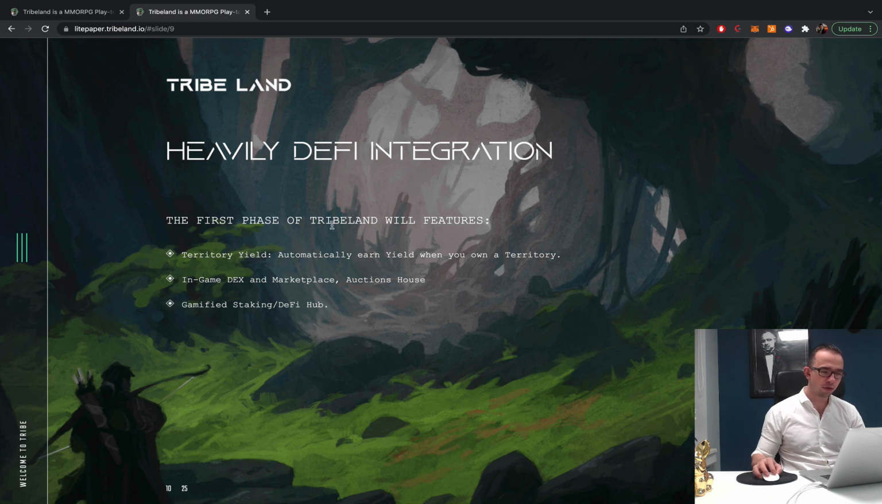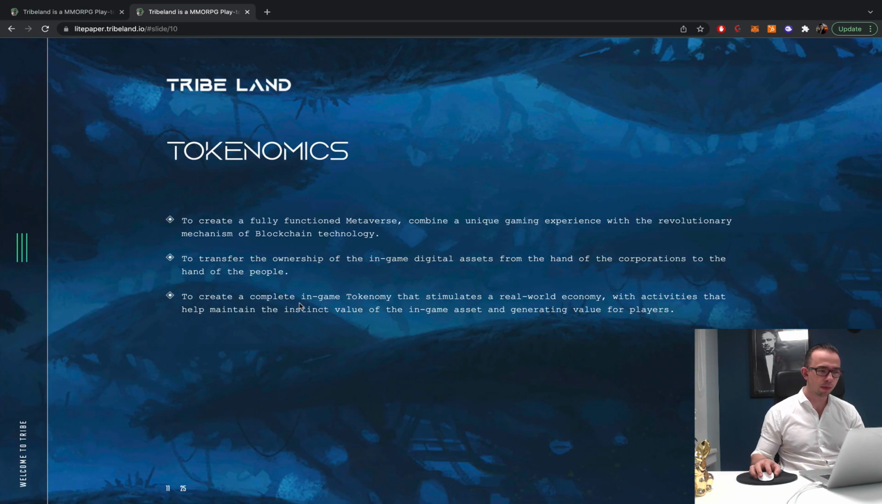Heavy DeFi integration. The first phase of Tribeland will feature territory yield, automatically earning yield when you own a territory, in-game decks and marketplace, auction house, gamified staking and DeFi hub. All right, that's cool. Tokenomics, the most important part, here we go. So now we've discussed the game, let's discuss the money.